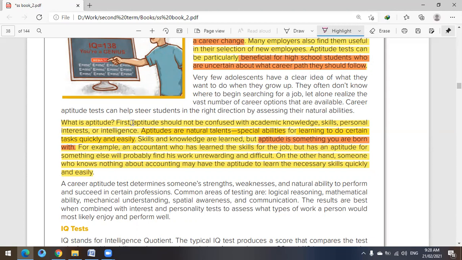We can say also aptitude shouldn't be confused with all of these things. Another point, aptitudes are natural talents, special abilities, and so on. So we can talk about aptitudes this way. Okay, so that's enough about this point. In general, aptitude is not something that you gain, but it's something that you are born with. This is the most important point with us. Aptitude is something that you are born with. Okay, that's what's meant by aptitude. So focus on this point carefully.